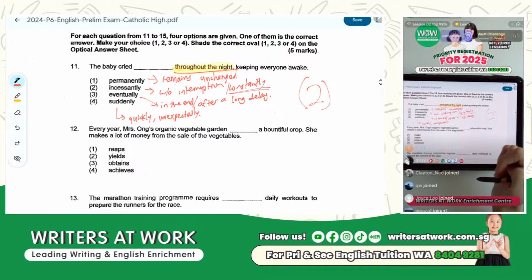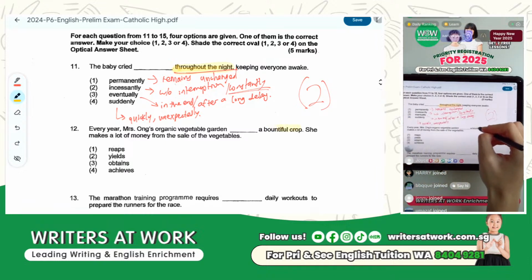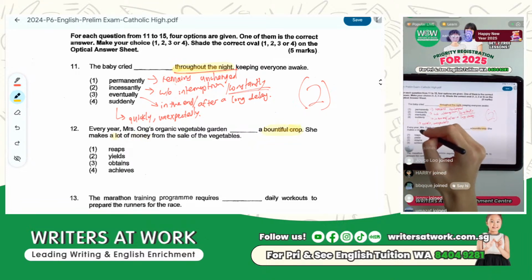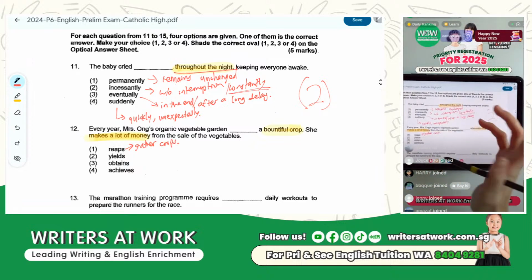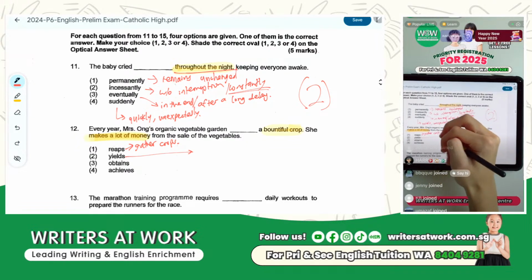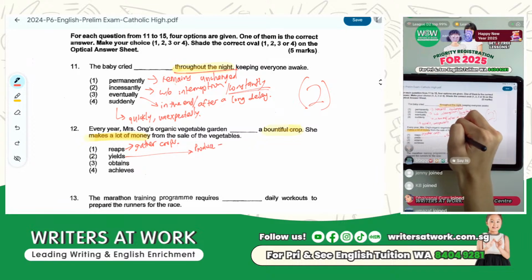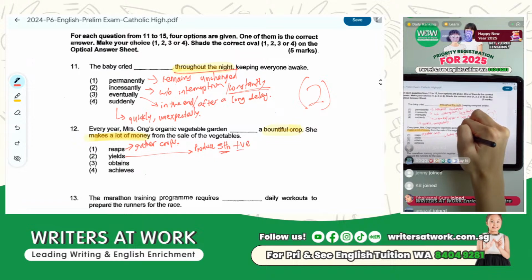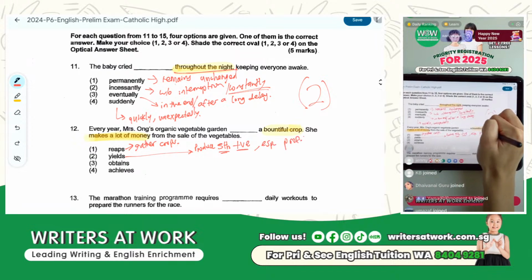Alright, looking at question 12 now. Every year, Mrs. Ong's organic vegetable garden dash a bountiful crop. She makes a lot of money from the sale of vegetables. Okay, so for this question here, we are looking at a crop. So it's something that she can sell and she can make a lot of money. So we're looking at something that can allow profits, right? Now looking at the options, reap here means you gather crop. So it's this idea that you are collecting your harvest. Next one, yield means that you can produce something positive, especially profits. That means money.